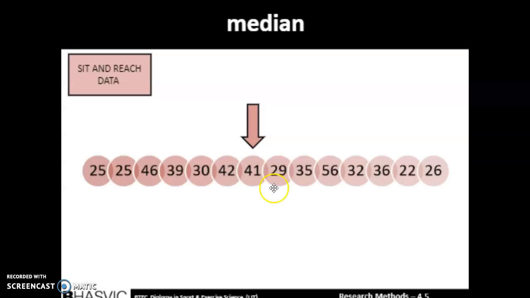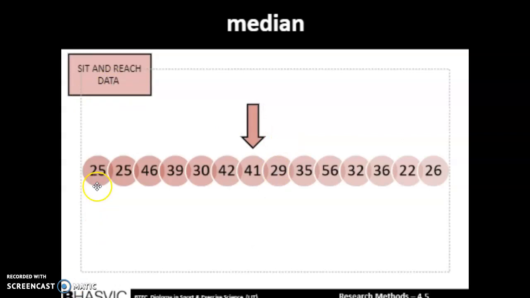So above, I'm looking at my sit and reach data from the gymnasts. My median score, so here is all my scores. My median score is the middle score, so if I've got 14 scores, it's the 7th score, which in this case is 41. So 41 is my median through my worked example.